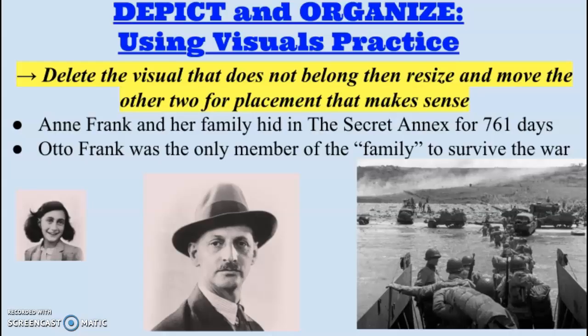Okay, so on this one, you're doing some practice. It says delete the visual that does not belong and then resize and move the others for placement that makes sense. So I want you to follow what I do. This has to do with Anne Frank and her family, who hid in the secret annex. Otto Frank was the only member of the family to survive. So here's a picture of Anne, here's a picture of Otto, and here's a picture of World War II. So I definitely need to delete this picture, and I want you to do the same thing on your slide.